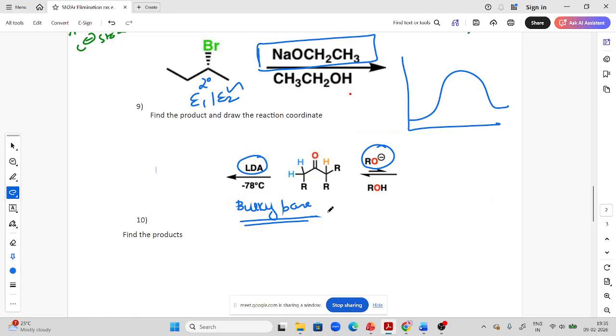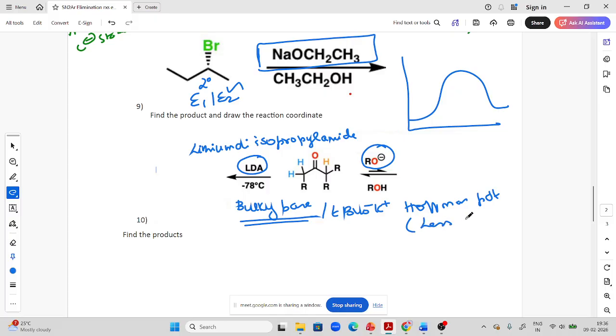Hofmann product, ma'am. Very good. Whenever you are having a bulky base, lithium diisopropylamide or tertiary butoxide, go for the Hofmann product, which is nothing but the less substituted alkene. So I would form an alkene where I remove this H plus, which forms a less substituted alkene. Can I say that?